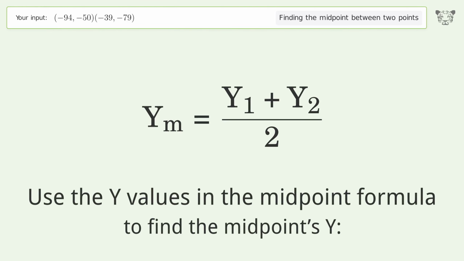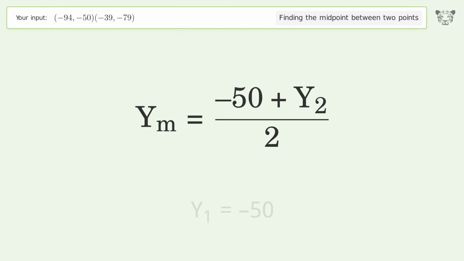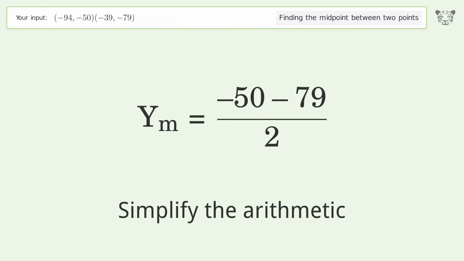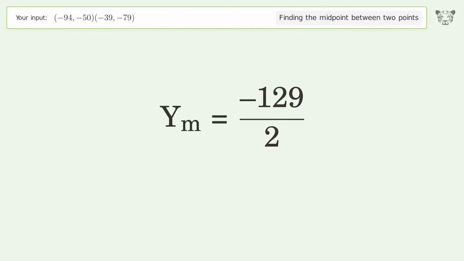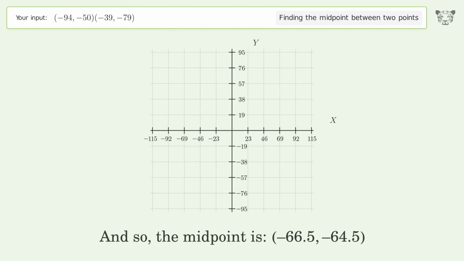Use the y values in the midpoint formula to find the midpoint's y. y1 equals -50. y2 equals -79. Simplify the arithmetic. And so, the midpoint is -66.5, -64.5.